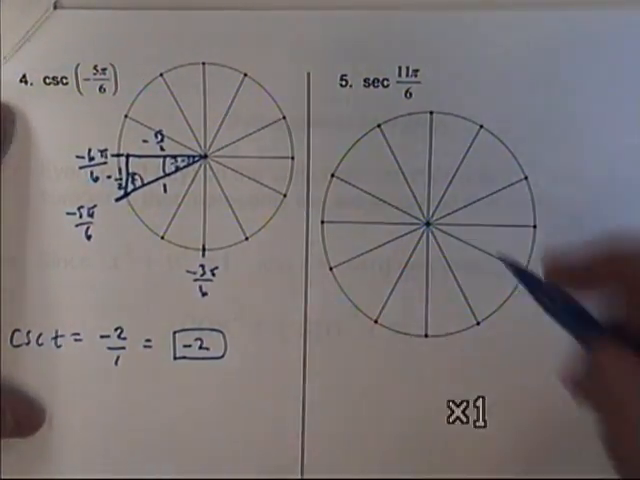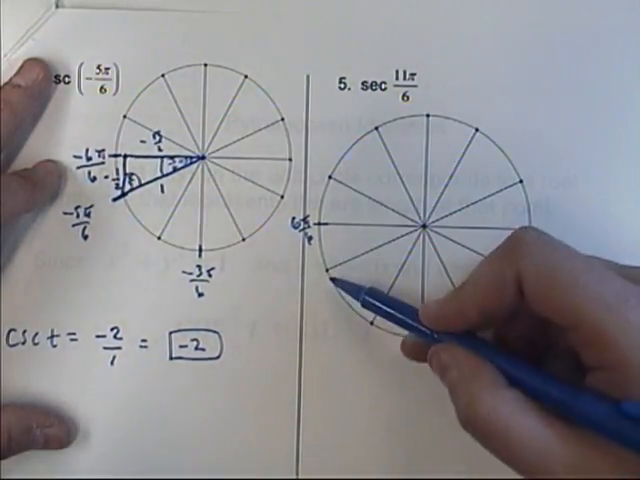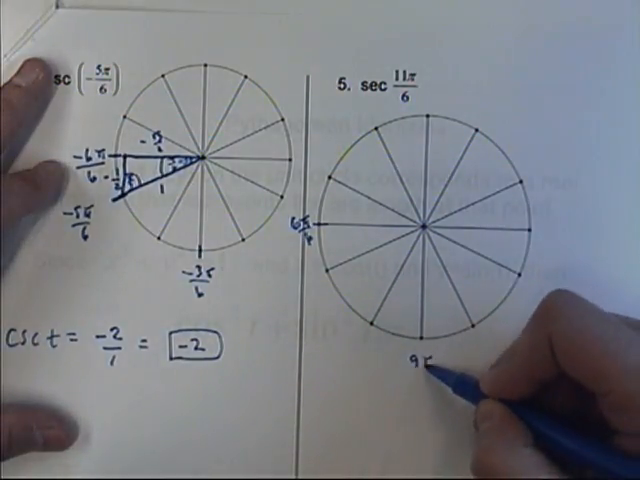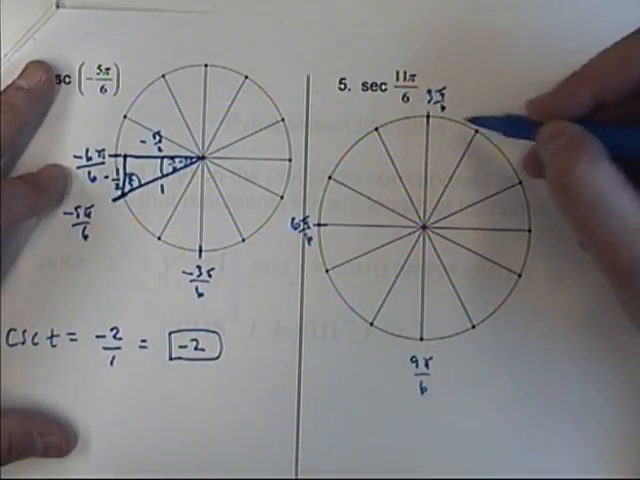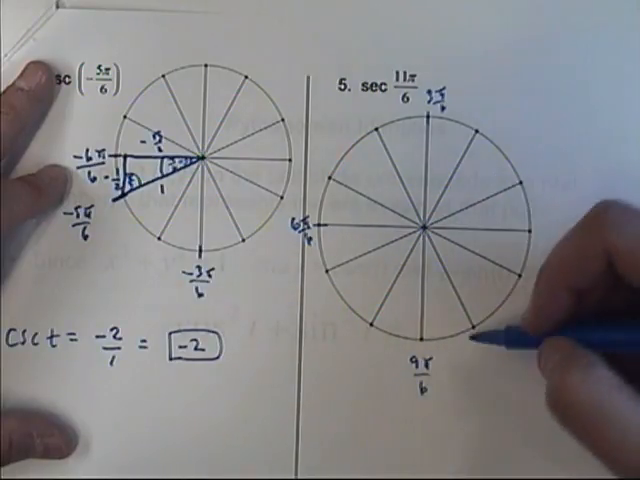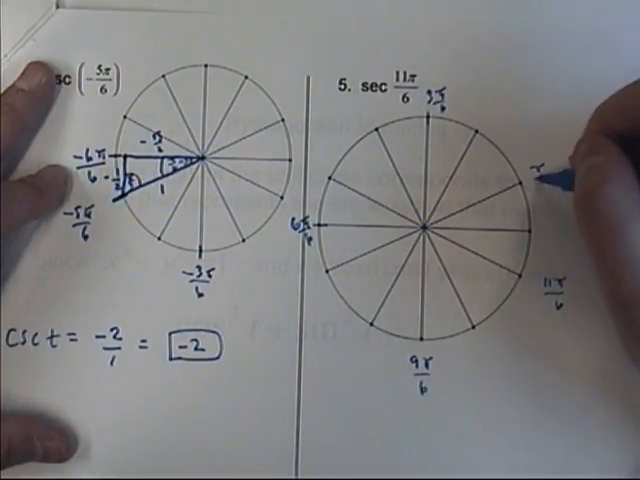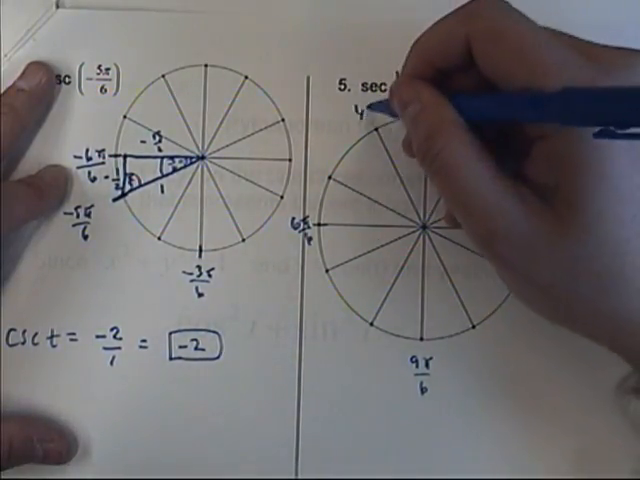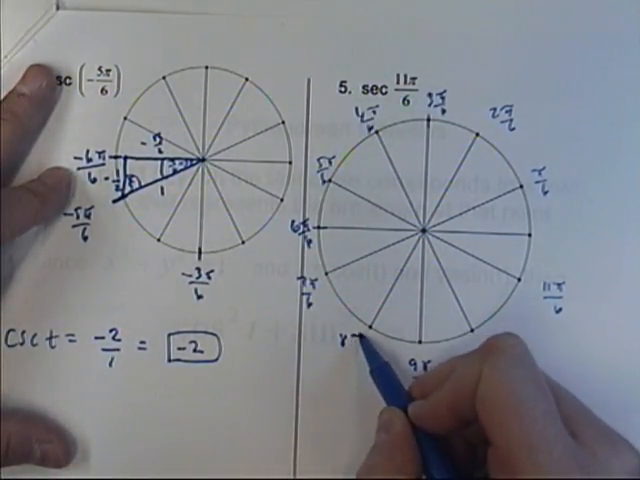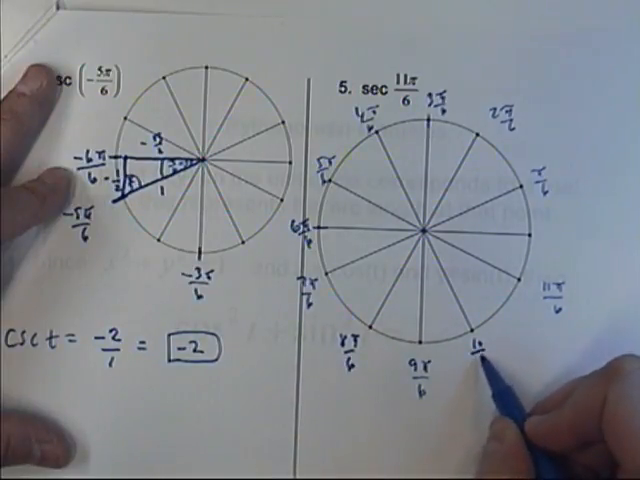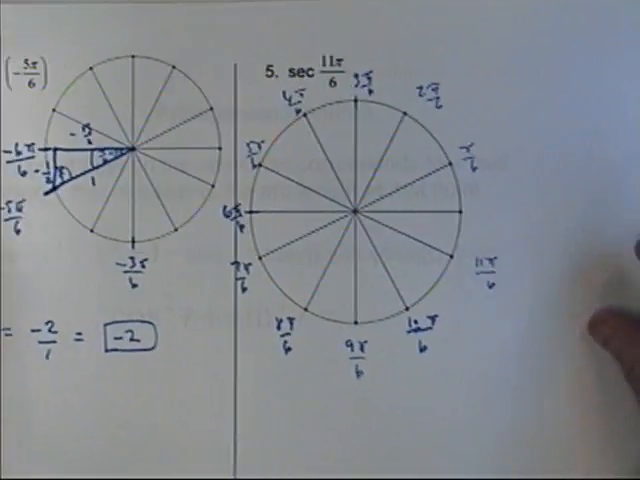All right, the secant of 11 pi over 6. Let's find it first. Going all the way over here, this would be 6 pi over 6. 7, 8, 9, this would be 9 pi over 6, because this is 3. Halfway to 6 is 3, so 1, 2, 3, 4, 5, 6, 7, 8, 9, 10, 11. 11 pi over 6 would be right there. And if I go all the way around, that's going to be 12 pi over 6. So I know I did that correctly.